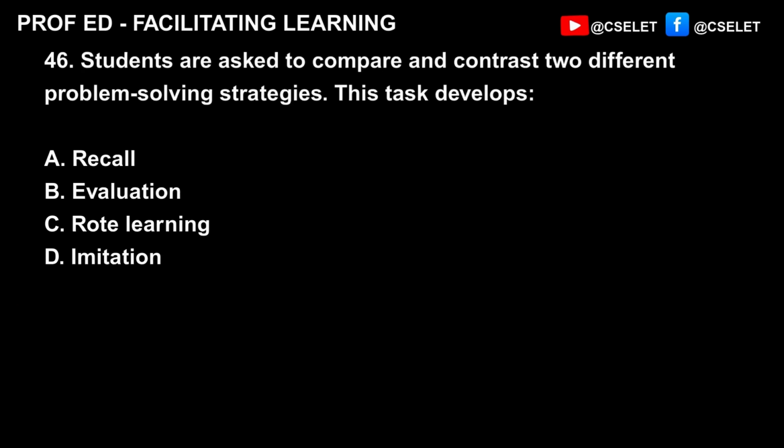Students are asked to compare and contrast two different problem-solving strategies. This task develops A. Recall, B. Evaluation, C. Rote learning, D. Imitation.